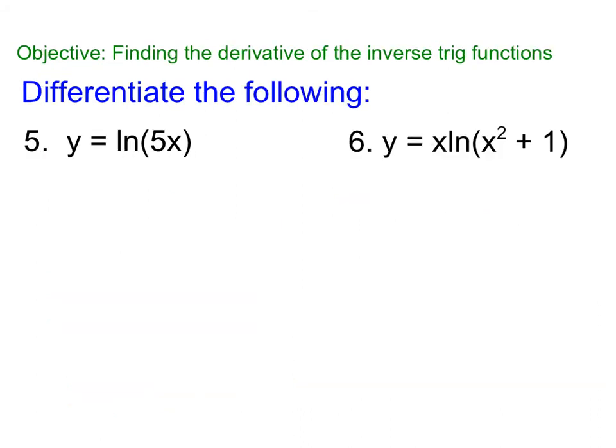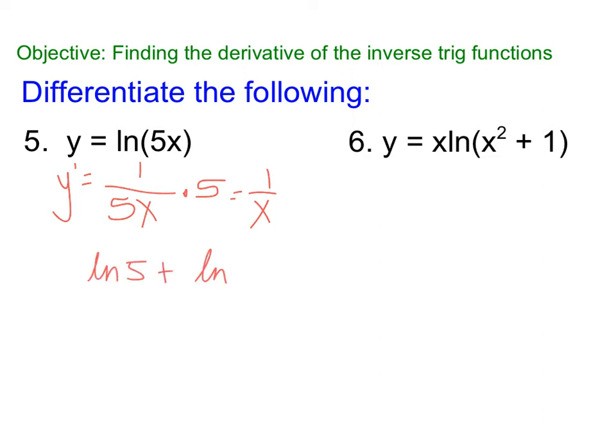All right, try these. Y prime equals, so these are the nice ones, right? No ln of a number, 1 over 5x times the derivative of the inside, 5. So you notice you get 1 over x. Why do you get 1 over x? What's another way of writing ln of 5x? That's ln of 5 plus ln of x.